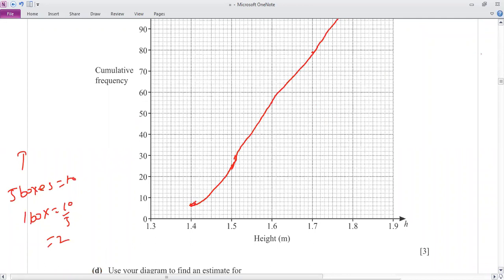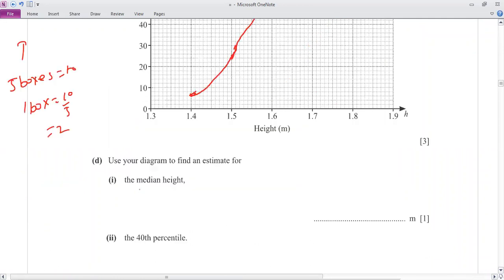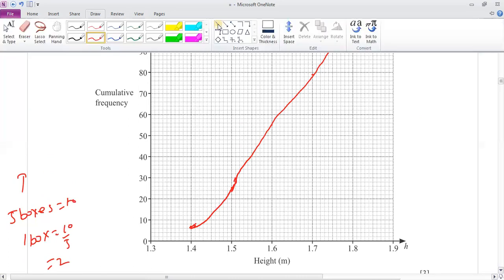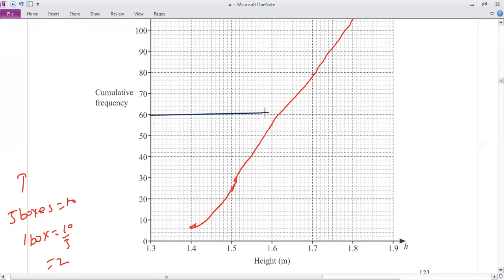We draw the curve. After drawing the curve, now you have to use the diagram to find an estimate of the median height. What is median? Median, we take the last cumulative divided by 2, which will be 60. From 60, I will draw the line. And where it will be here. 1.62. This value is 1.62 because you know each box was 0.01. So 1.61, 1.62. So 1.62 is your median.